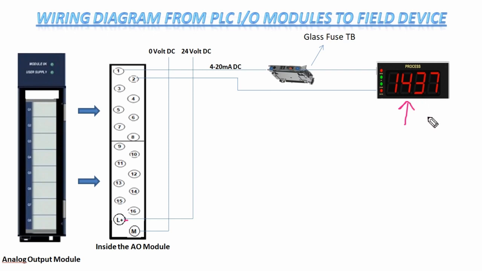It may be a temperature, or a pressure, or a level, or anything. It may be the RPM of the motor or anything, depending on the current the output module gives. It only reads the current, but we need to understand the process and set the indicator accordingly. The 4-20 milliamps will return from the indicator to terminal 2. Hence the circuit will close completely. So this is how the analog output module works.